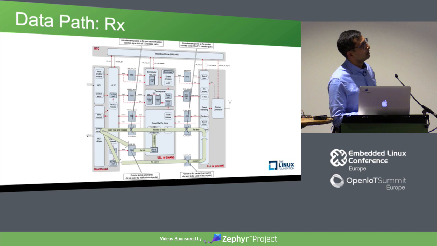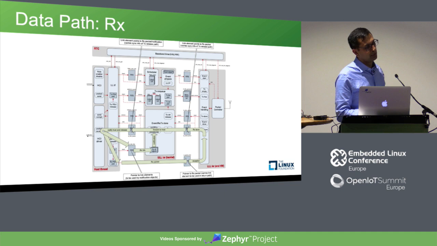And on the RX path, the host thread will always fill up a FIFO with free buffers, which would be picked up by the radio events. And then the received packet is sent down to the upper link layer, which would parse it to see if it is a data packet or a control packet. If it's a control packet, then it will have special processing done. If it is a data packet, then it would be sent to the HCI layer and then the host.